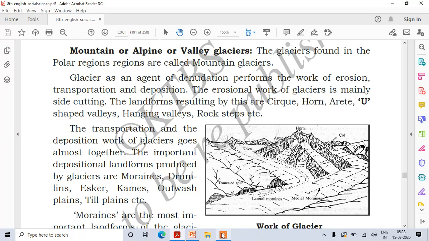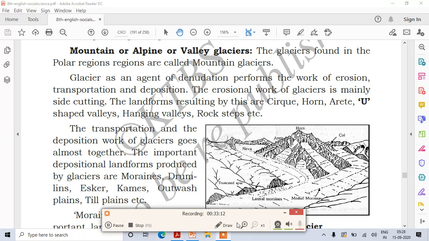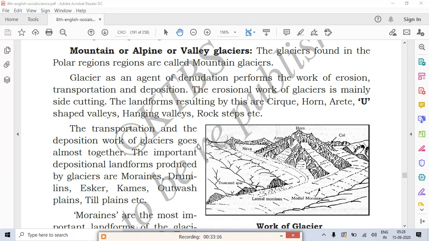Now we'll read about mountain or alpine or valley glaciers. First one is your continental, second one is your mountain glacier. This is also known as alpine or valley. The glaciers found in the mountain regions are called mountain glaciers. Okay, these glaciers will be found in which region? In the mountain regions. So these are called mountain glaciers.